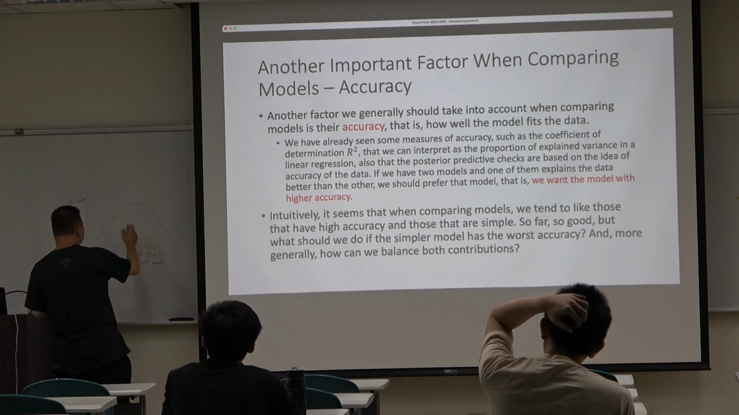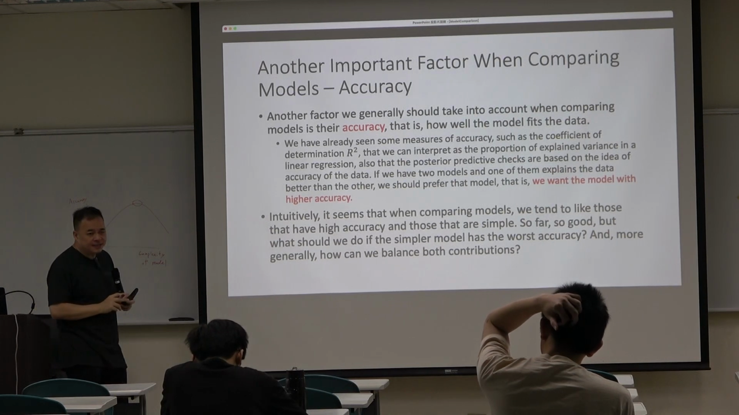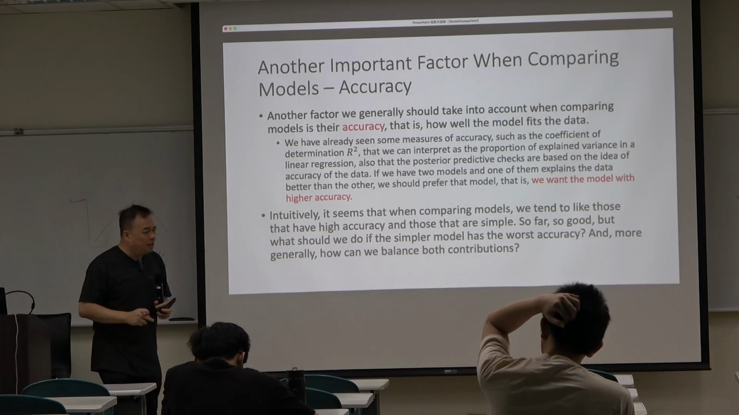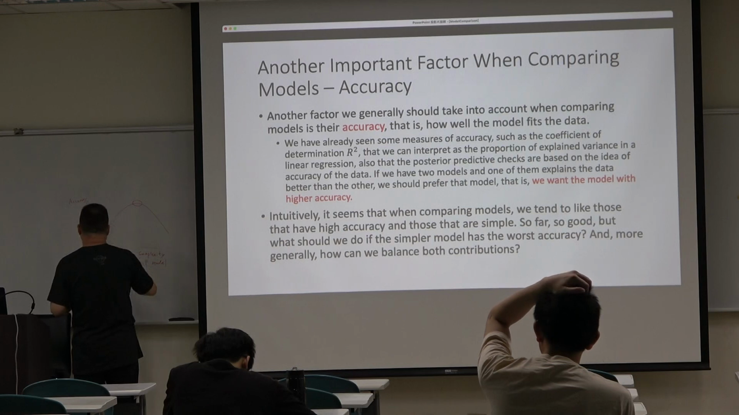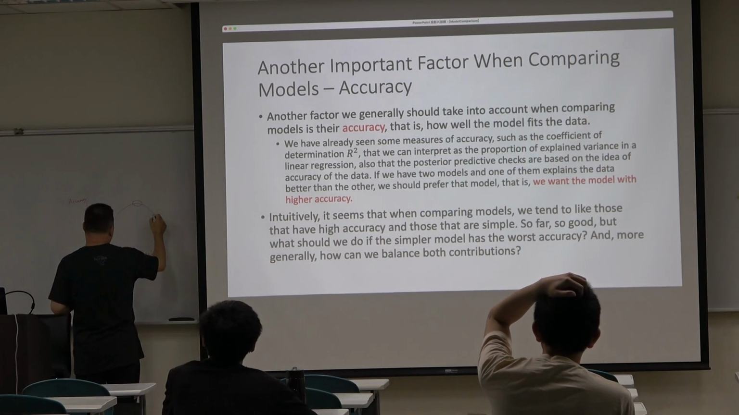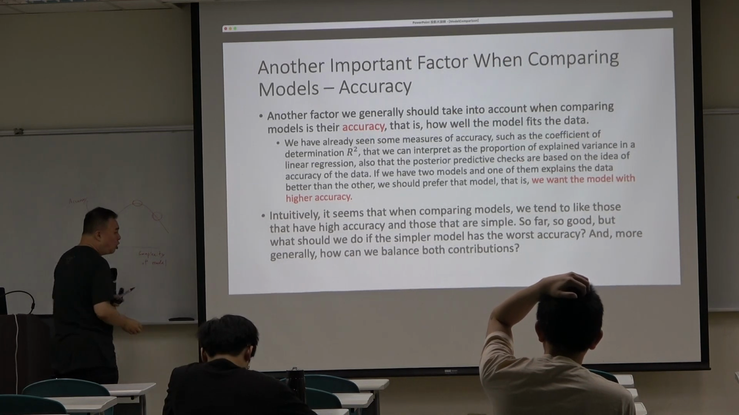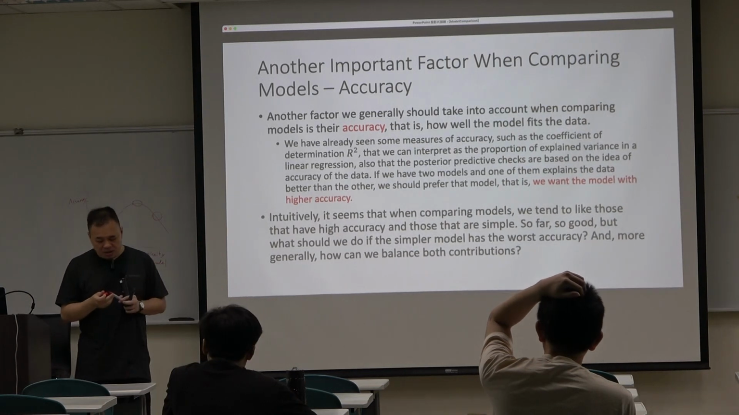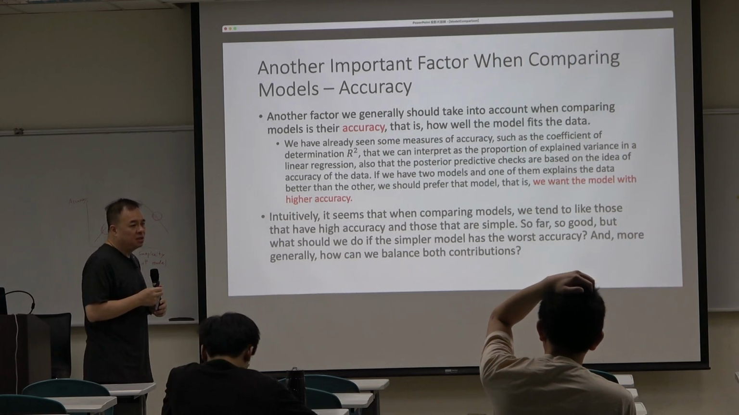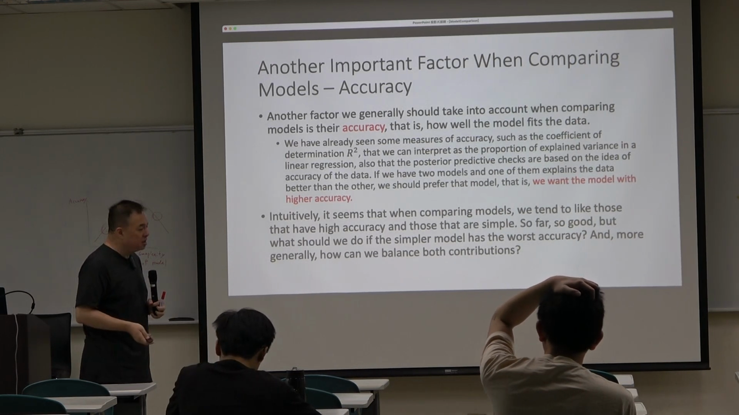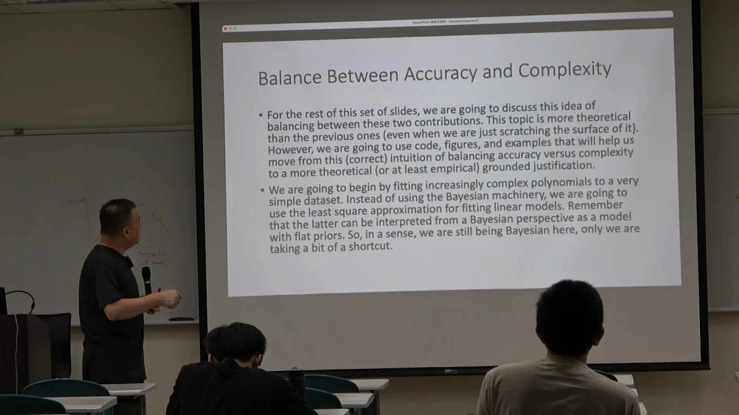So there's a sweet spot that we want. If we are here, we have some issue. We call this underfitting. If we are here, we call this issue overfitting. It turned out to be a very, very important concept in machine learning. So how do we balance the accuracy and complexity?